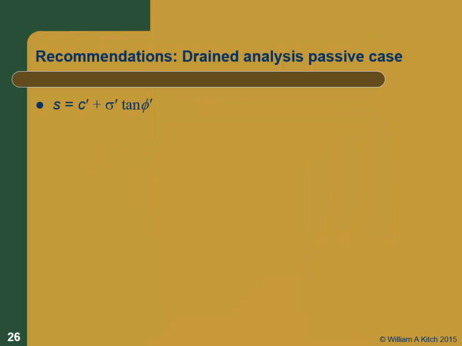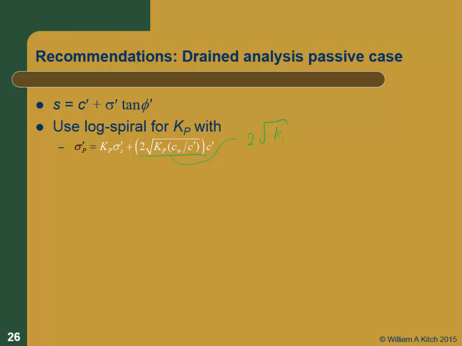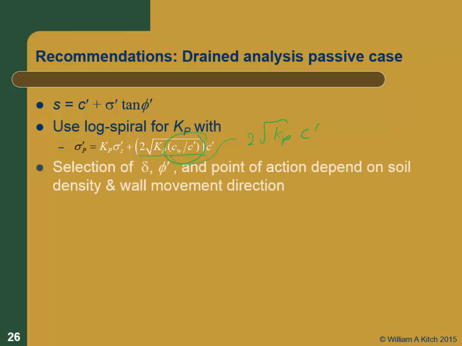Okay, for the passive case, for the drained analysis, we're going to have this strength. You definitely should be using the log spiral to get your Kp values. So we're going to have a similar equation here. In this case, remember this term normally would be 2 times the square root of Kp times c prime. But again, we're going to weight it by this ratio of the wall adhesion versus the free field adhesion or cohesion.